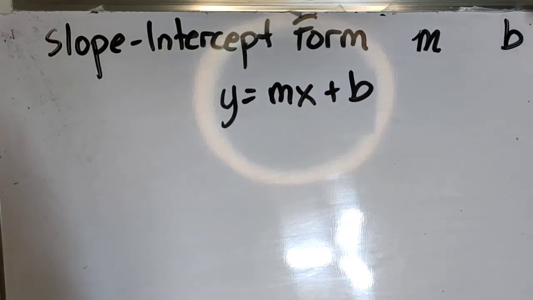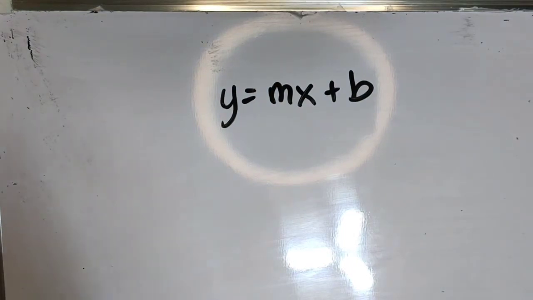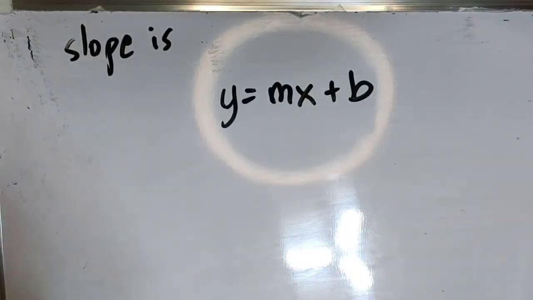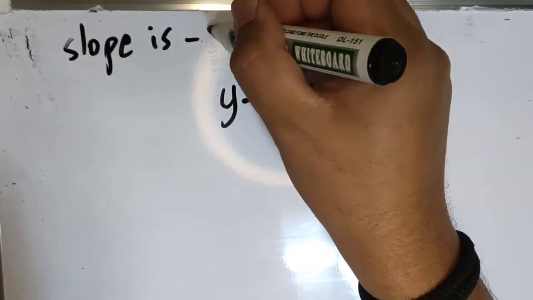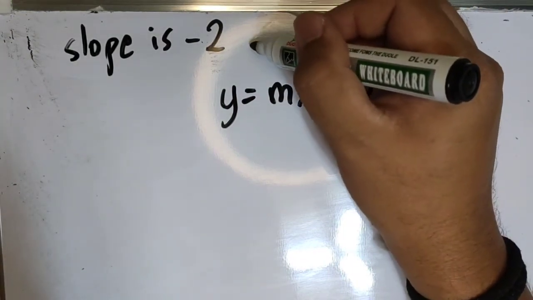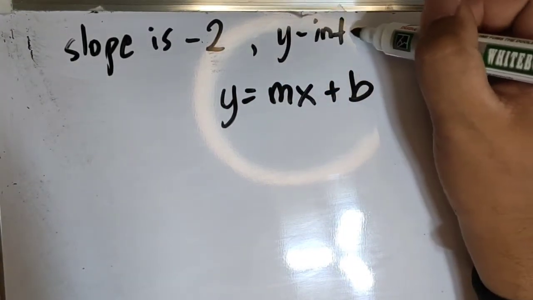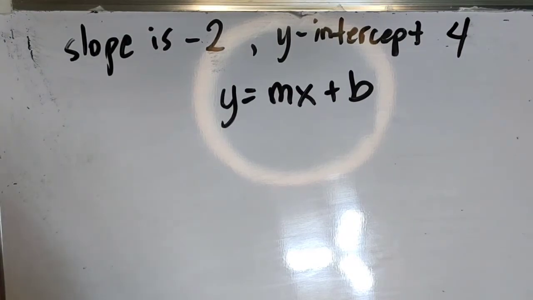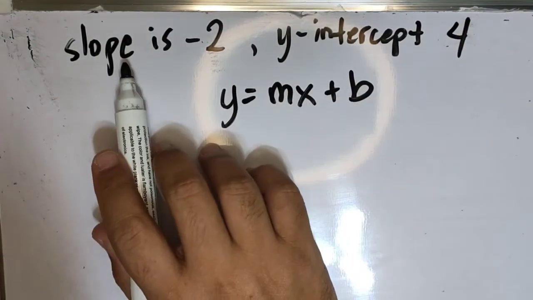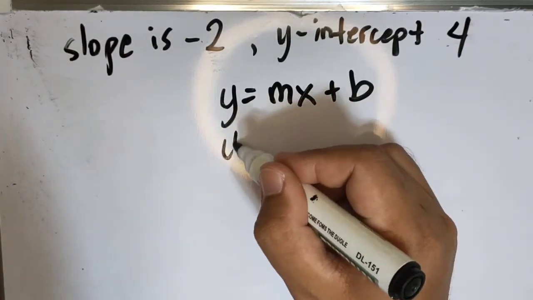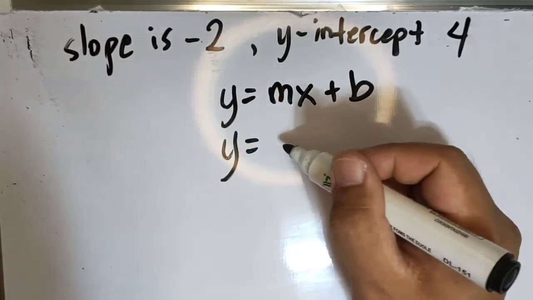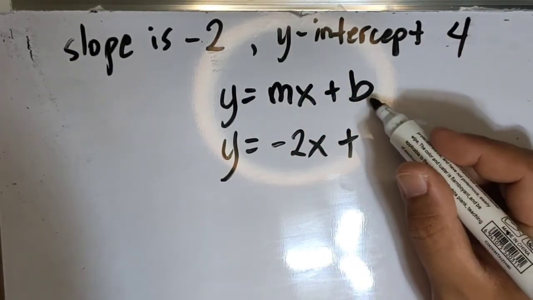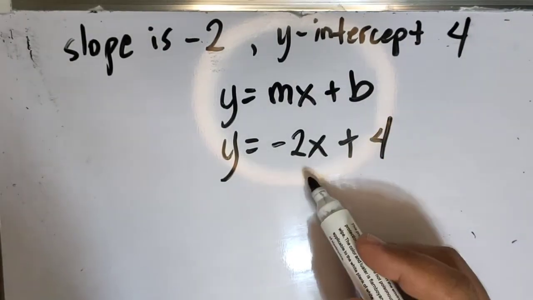Okay? So, let's say we have this example. Find the equation of the line whose slope is negative 2 and its y-intercept is 4. Okay? So, slope natin ay negative 2, y-intercept is 4. So, we have y is equal to m. M is negative 2 x plus our y-intercept is 4. So, b is 4. So, we now have this equation.